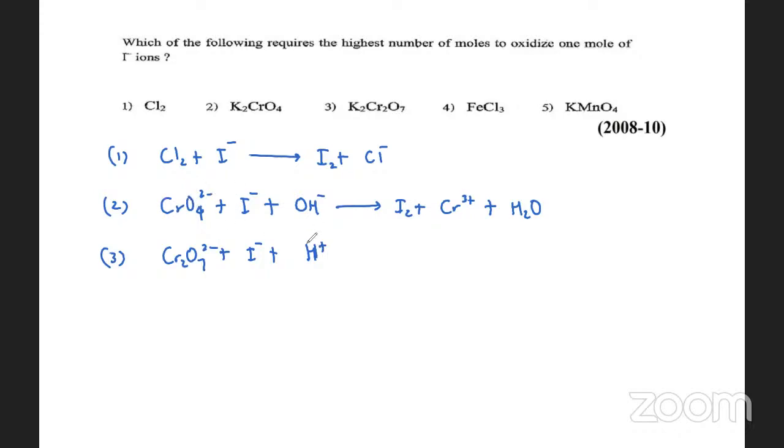Chromate is not stable in acidic medium, so chromate should react in basic medium. Dichromate should react in acidic medium. You will get I2 plus Cr3 plus. Don't worry about the reactions. Once again, I'm repeating, we will learn this later.